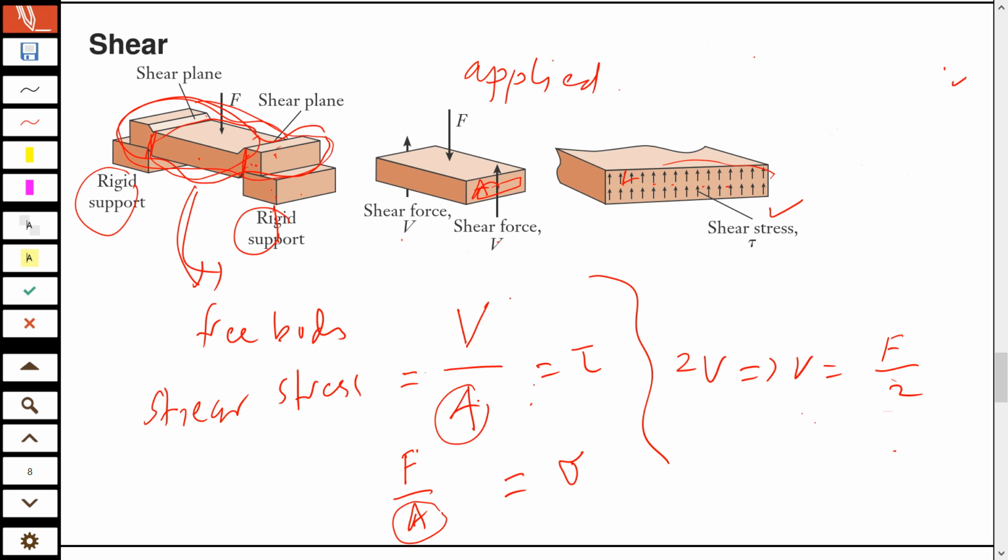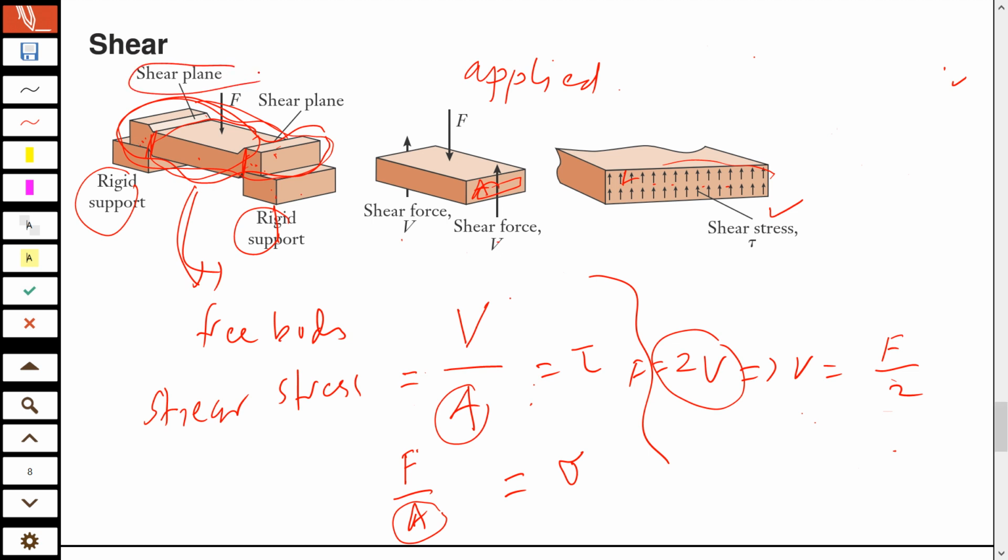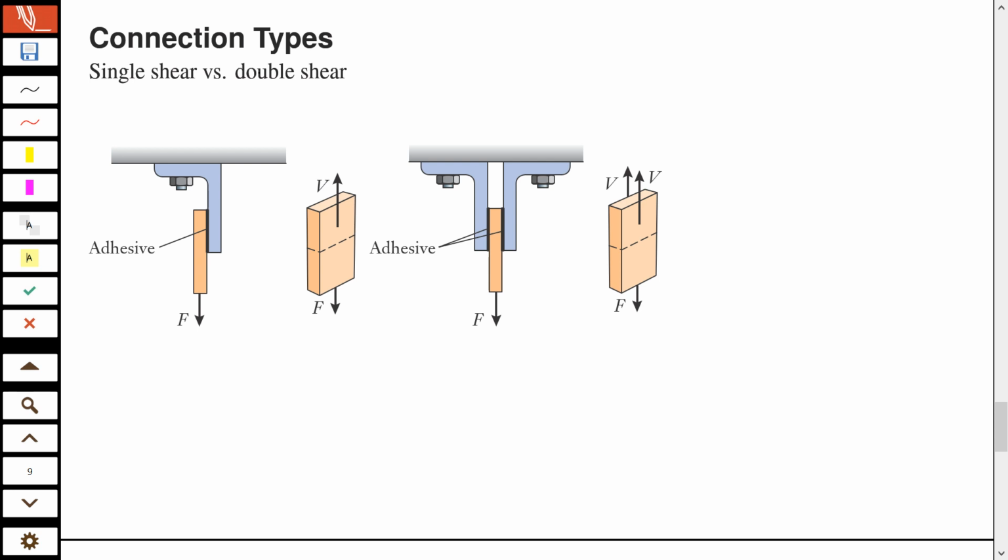Now from this example you might get the impression that it will always be 2V equals F. Yeah? क्योंकि यहाँ पे दो हैं, दो planes हैं, they are called shear planes, but it will not always be the case. For example, यहाँ पे मेरे पास दो scenarios हैं. एक इस तरफ है और एक इस तरफ है. Can you tell me what is the difference between these two?